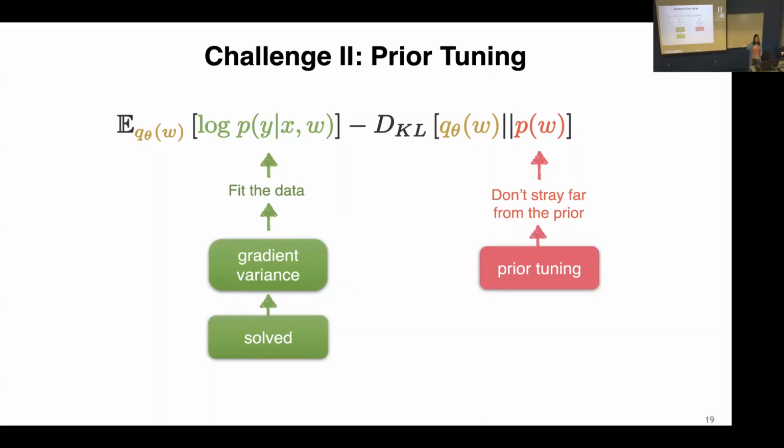The prior part is again a regularization term. Regularization means you need to do hyperparameter selection, right? The hyperparameter in this case is the prior variance. If PW is just a Gaussian distribution with zero mean and variance S, for example, then you need to learn the optimal S that gives you the best generalization performance using a validation set.